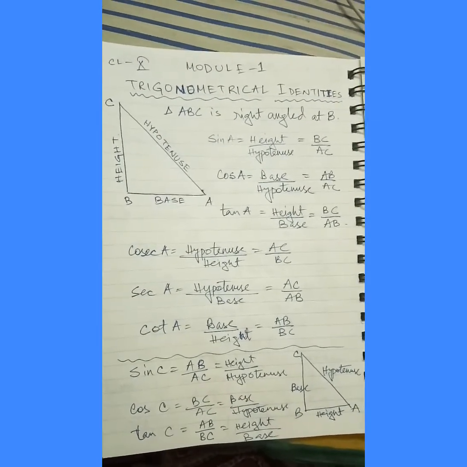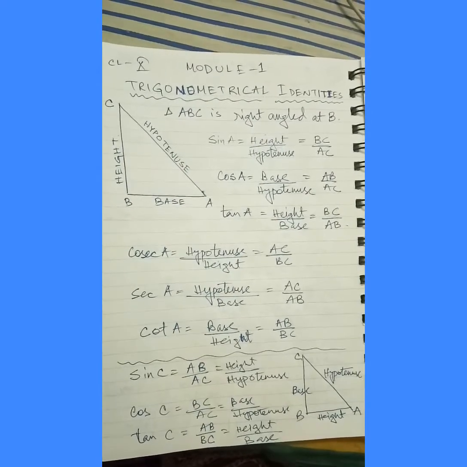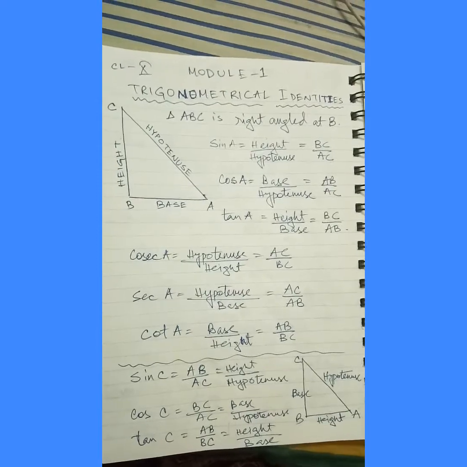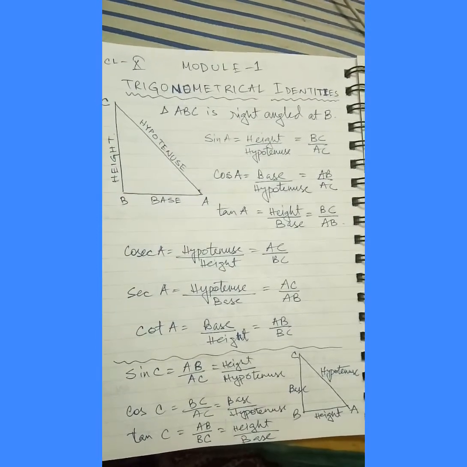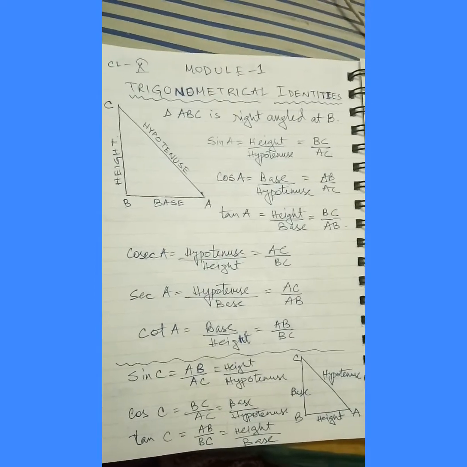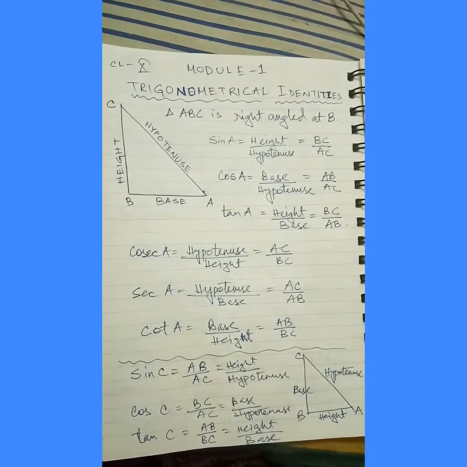Okay. Today we'll start with the new chapter, that is trigonometrical identities. That will be module 1. This chapter you have done in class 9, so I'm making a revision over here.